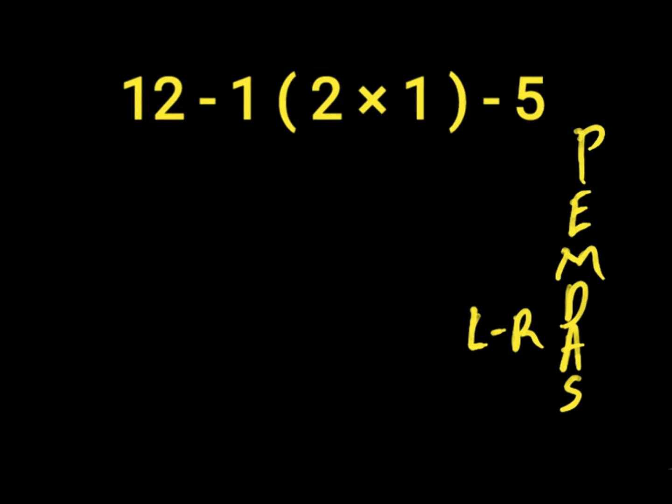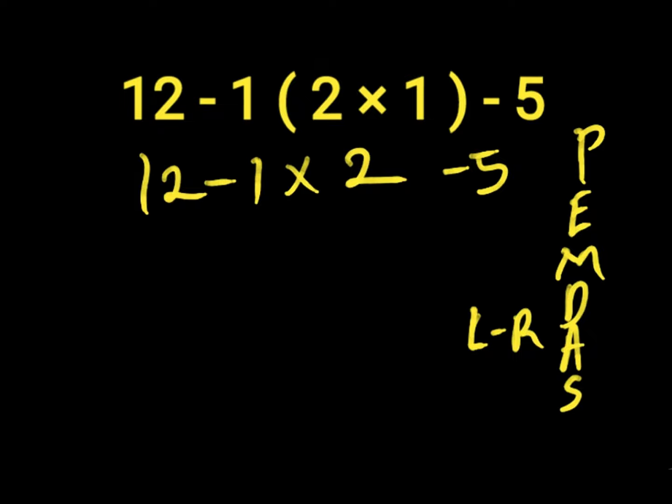First of all, we solve our parenthesis, which is 2 times 1. 2 times 1 will give us 2. Then we'll put down our 12 minus 1 times 2 minus 5. Remember, in mathematics, if a number is close to a parenthesis, know that there is a multiplication sign in between. So first of all, solve our multiplication before minus, because multiplication comes first.